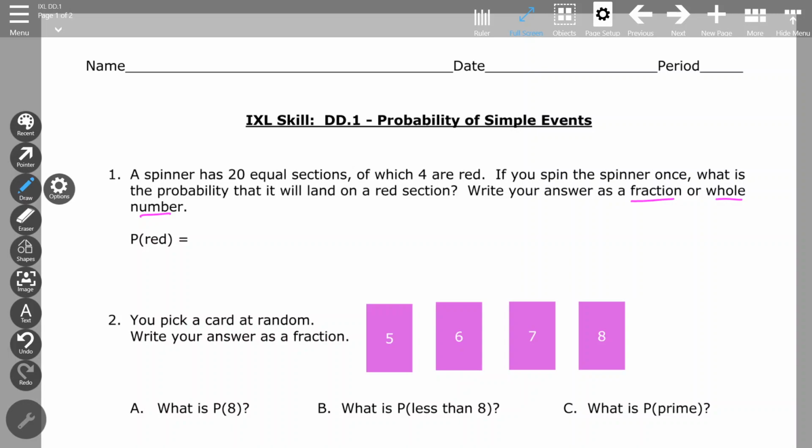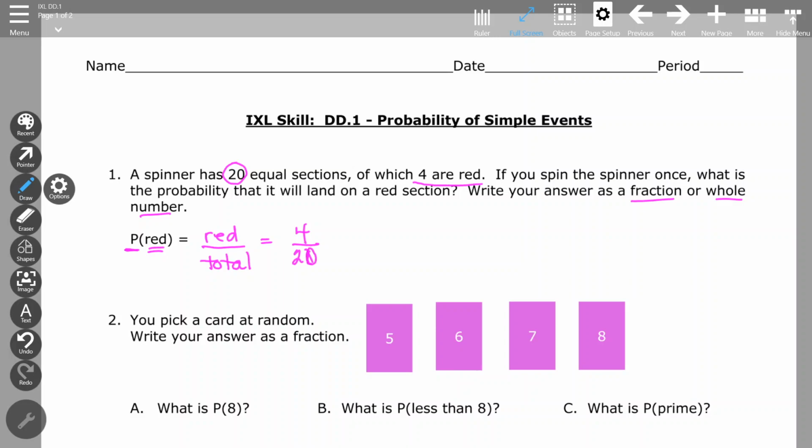So this P here, this capital P, means what is the probability that the spinner will land on a red section. So what is the probability that it will be red? All right, so what you need to do is look at the number of red sections over the total number. The number of red we saw are 4, so that would be your top number, your numerator, and then your denominator is the total number, which is 20. The total number goes on the bottom and it's 20.